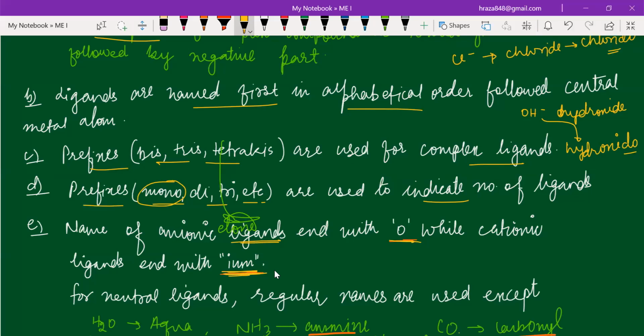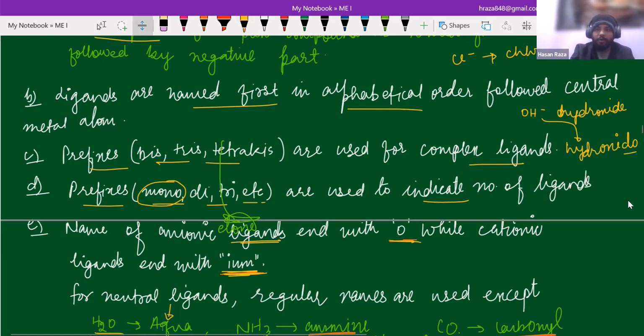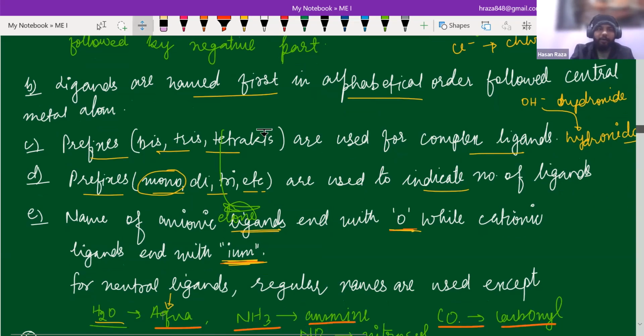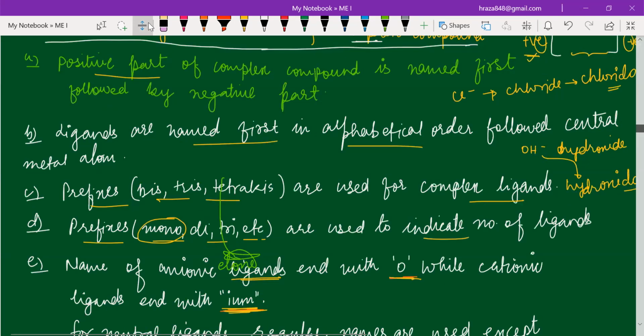Yes, sir. For neutral ligands, will the name be as it is, or are there specific names, like H2O? H2O is water, and for water we use aqua. NH3 is ammine, and CO is carbonyl, for neutral ligands. Okay, so please write up to this, and then I will explain with an example. Let me know when you are done with this.